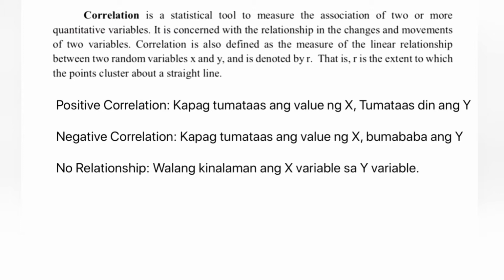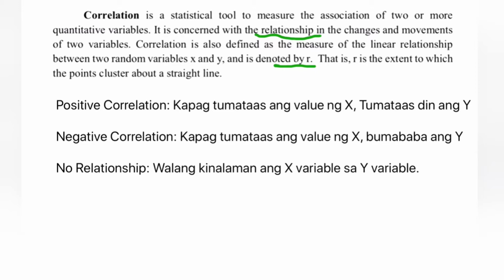So, correlation is a statistical tool to measure the association of two or more quantitative variables. It is concerned with the relationship in the changes and movements of the two variables. Correlation is also defined as the measure of linear relationship between two random variables x and y, and it is denoted by R. That is, R is the extent to which the points cluster about a straight line.